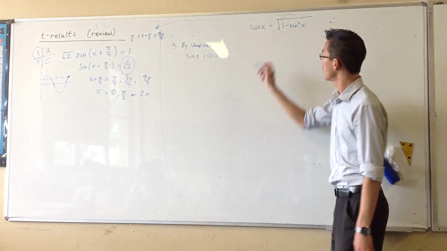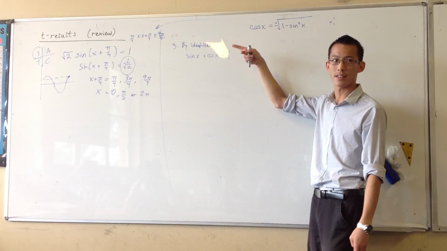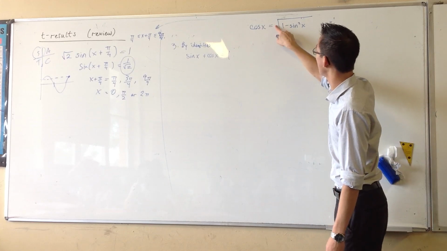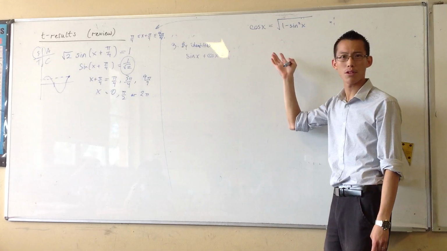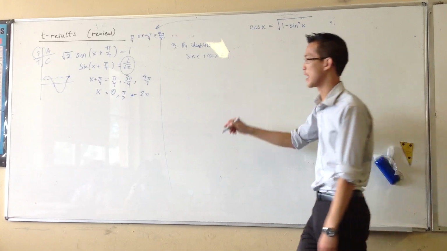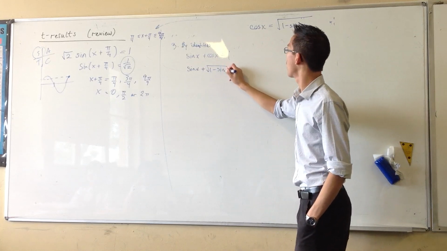In truth, it's plus or minus. It's plus sometimes for different domains of cos, and it's negative sometimes. But as you'll see in a second, it doesn't matter which one we pick. So let's just see what happens as we sub this in. So I've got sine x plus this square root business.